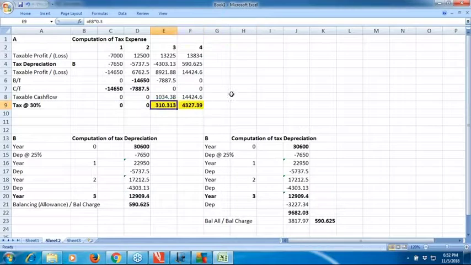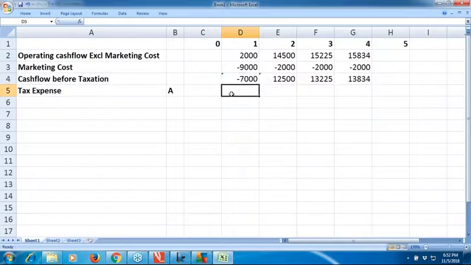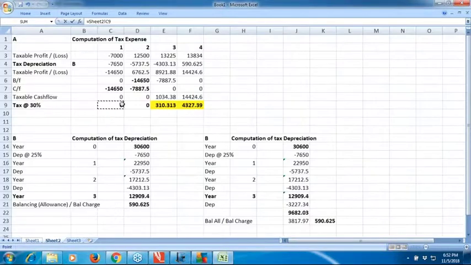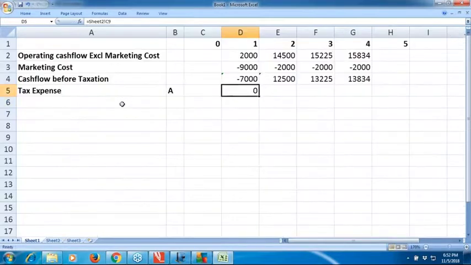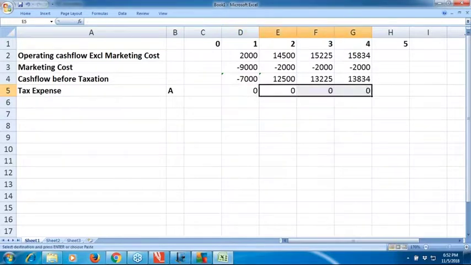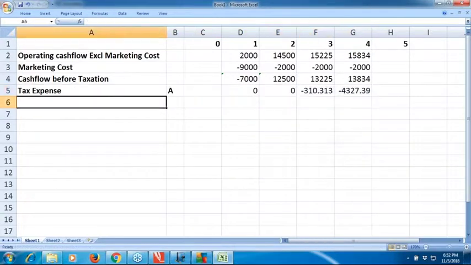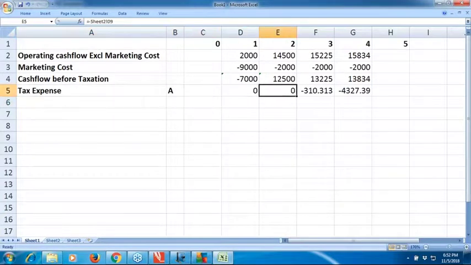Now, what next is there? Basically, the tax expense is going to be like this. So the tax expenses are going to be like this. Resultingly, we'll have these tax expenses. So we've already calculated that. Now what next?